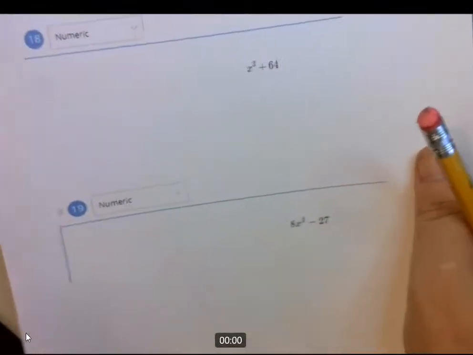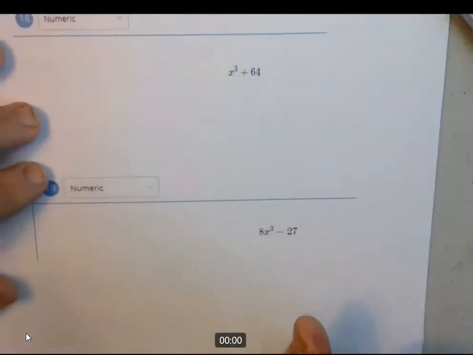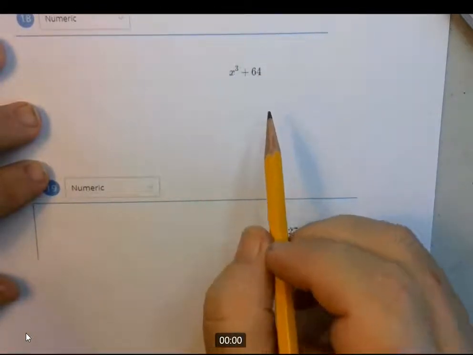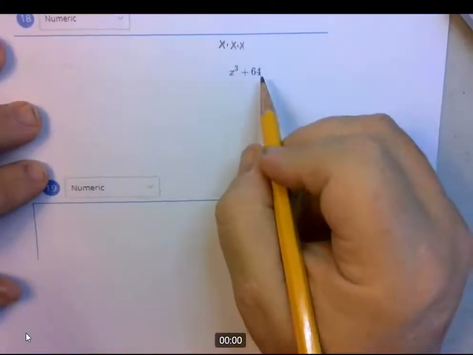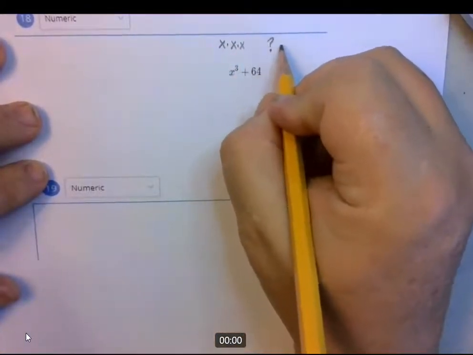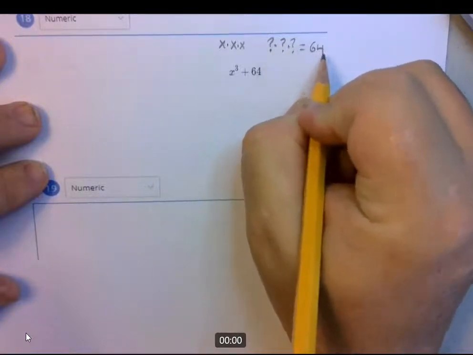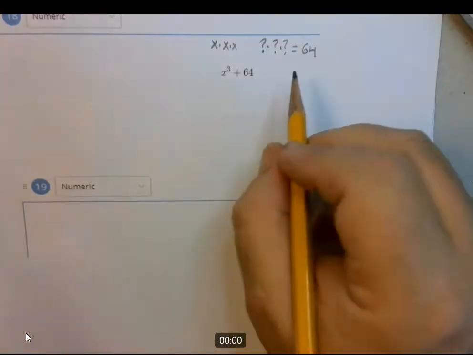Okay, so number 18. First thing you'll notice is it's not a difference, it's an addition. And x cubed is a perfect cube. It's x times x times x. That's this. Now 64 is also a perfect cube. It's something times something times something equals 64. What is that something? Well, it can't be a very big number. 2 times 2 times 2 is 8. 3 times 3 times 3 is 27. 3 times 3 is 9, times 3 more is 27. So it's going to end up being 4.